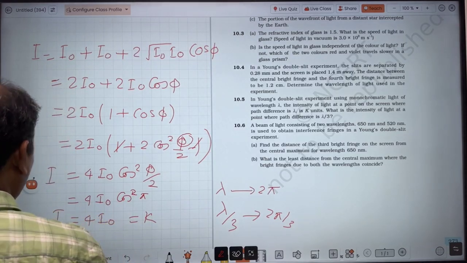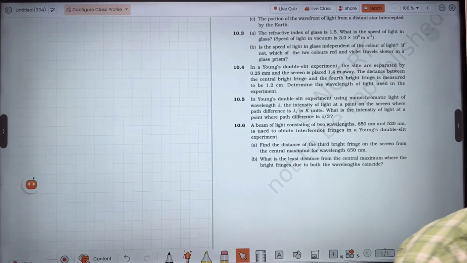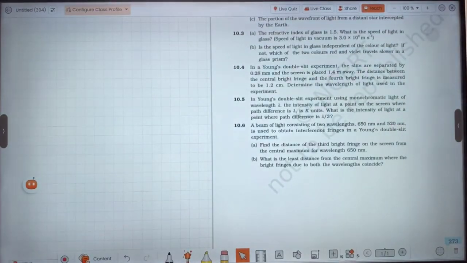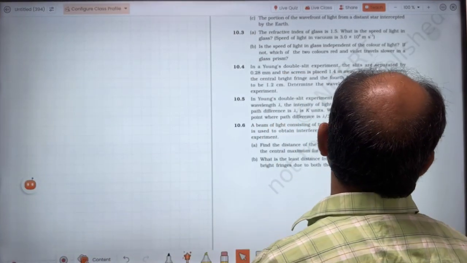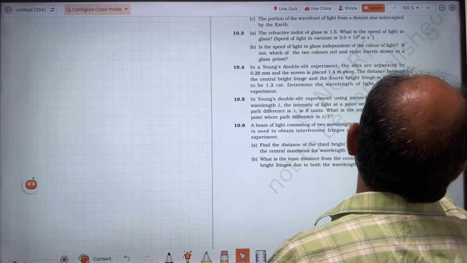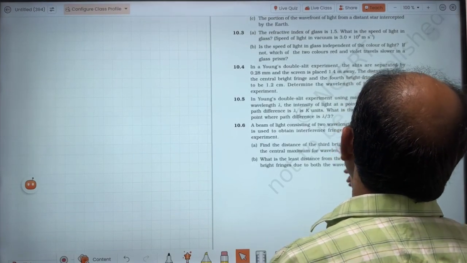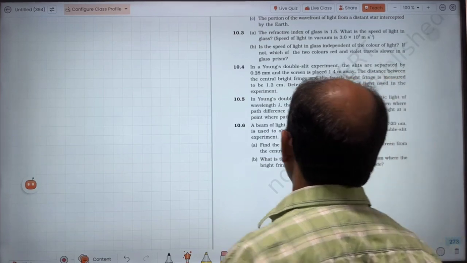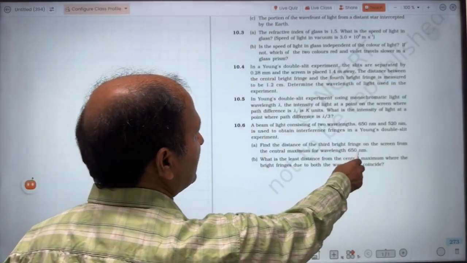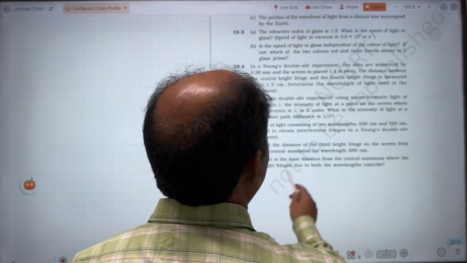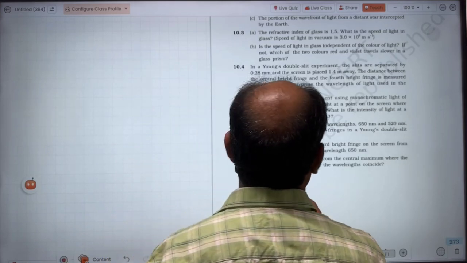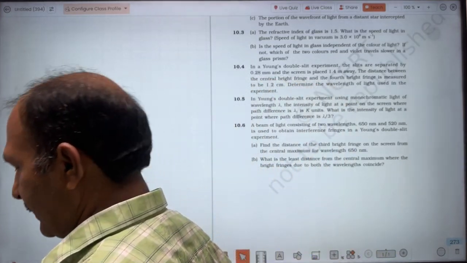And now we have the last question. The last question says, let's read it. A beam of light consisting of two wavelengths 650 nanometer and 520 nanometer is used to obtain interference fringes in Young's double slit experiment. Find the distance of the third bright fringe on the screen from the central maximum for wavelength 650 nanometer, and then what is the least distance from the central maximum where the bright fringes due to both the wavelengths coincide.